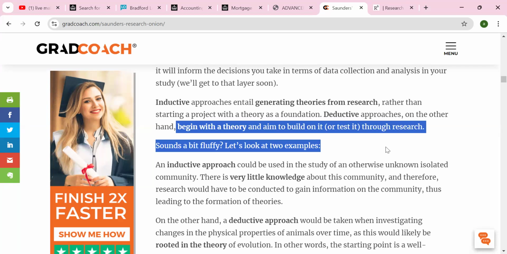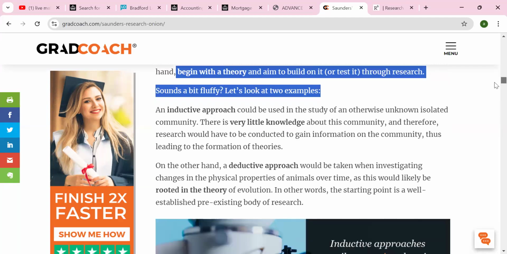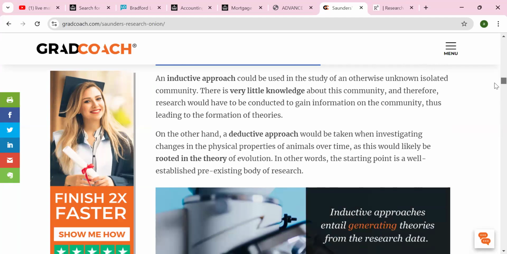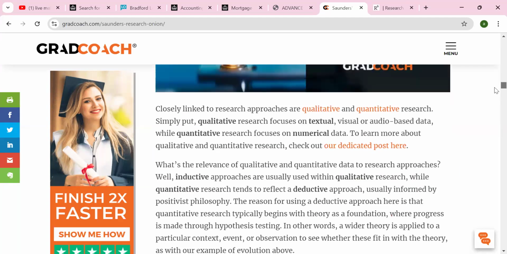So we can look at the inductive approach, which could be used in the study of the otherwise unknown as well, where there is very little knowledge about the community. There are plenty of examples which I'll share with you through the link. The deductive approach is what we take to investigate the changes in the physical properties, depending on the nature of the research you're doing.